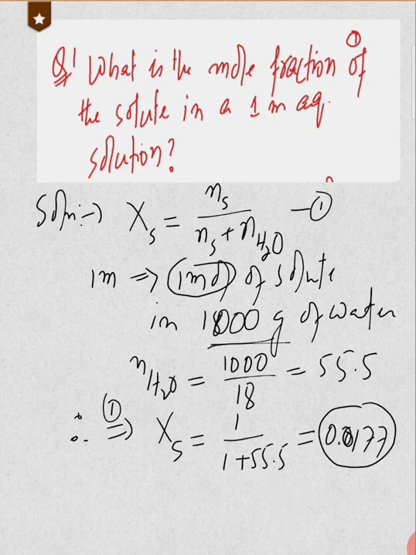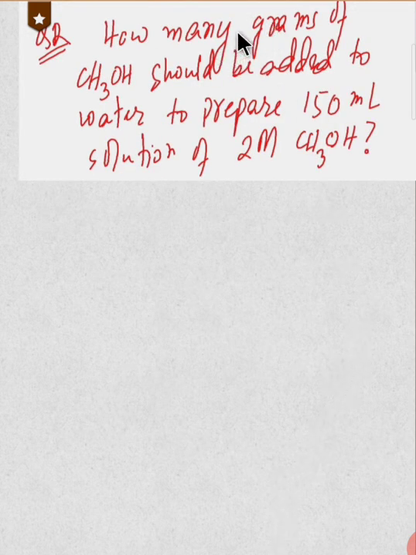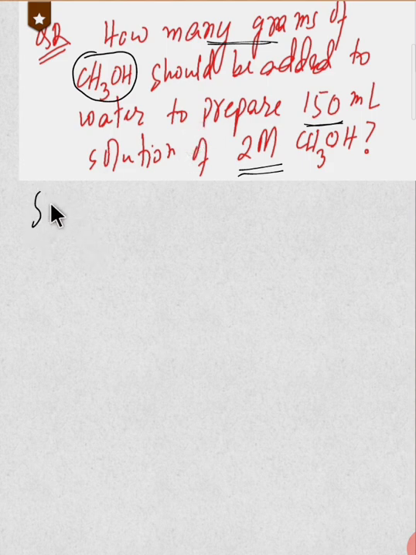Now the second question: how many grams of methanol should be added to water to prepare 150 ml solution of 2 molar methanol? Molarity, volume and methanol are given, so we need the molar mass of methanol. What we need to find is the mass. Now let us solve this second question.